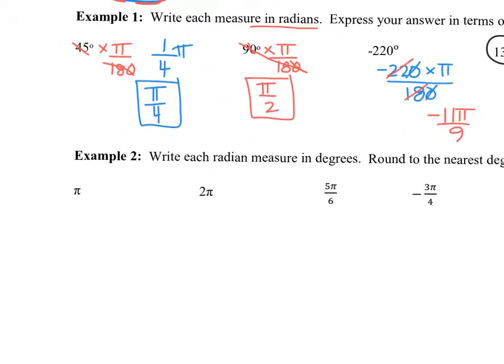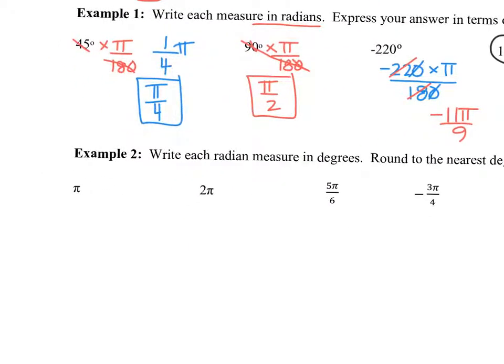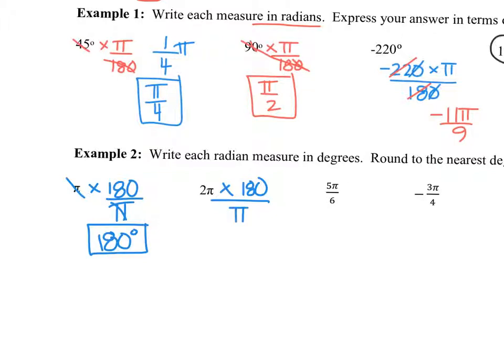Write each radian measure in degrees. In this case, to convert it to degrees, I'm going to multiply it by 180 over pi. So the pi's will cancel out, and I'll get 180 degrees. So pi is 180 degrees. I'm going to multiply this times 180 over pi. So the pi's cancel out. 2 times 180 is 360 degrees.